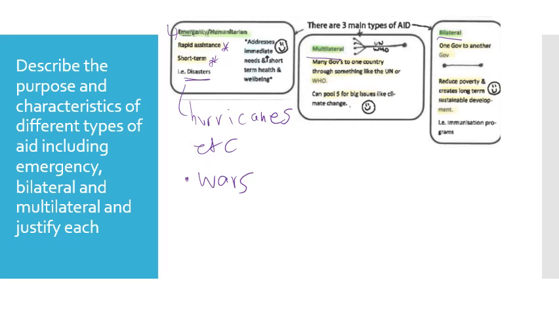Either way, these guys come in really quickly to provide food, water, shelter, medical care. It's really quick, but it doesn't last for long. It addresses immediate needs and improves short-term health and well-being. So that's cool. And it's probably the most famous one. Okay, then we go to bilateral and multilateral.